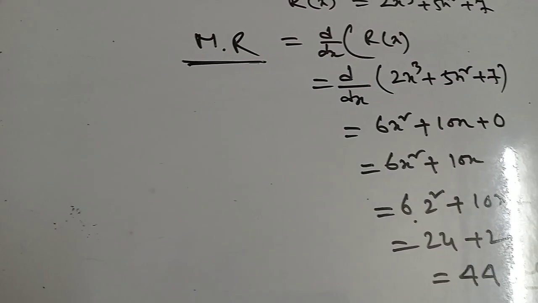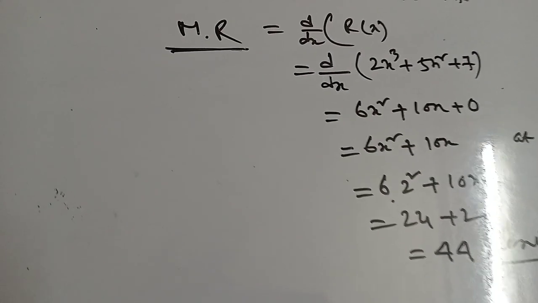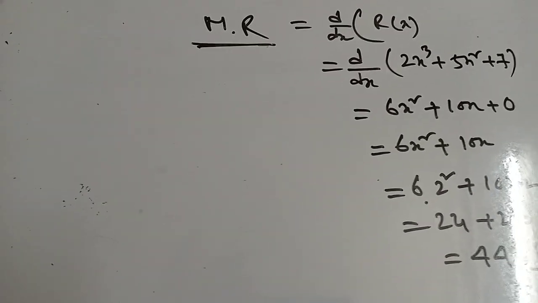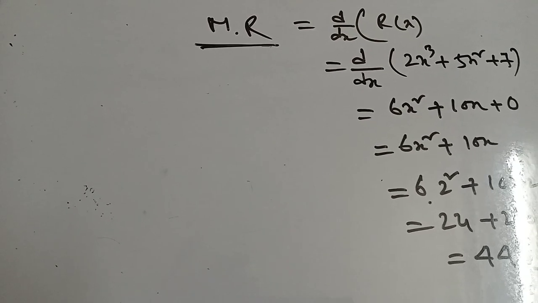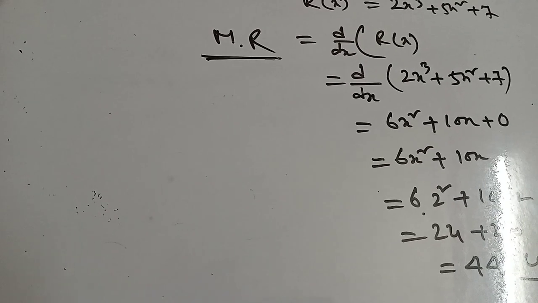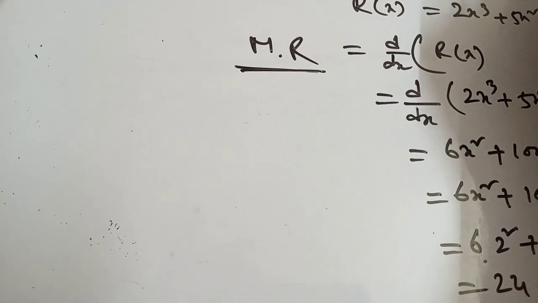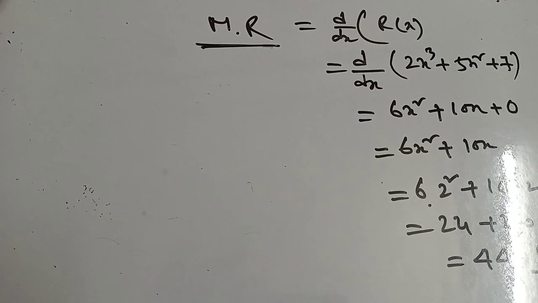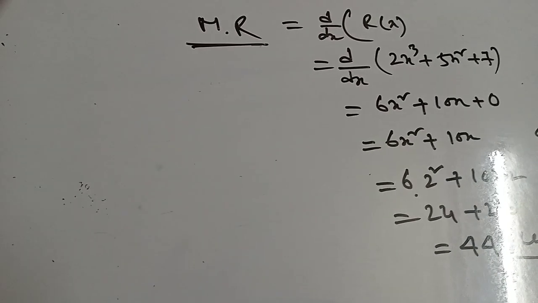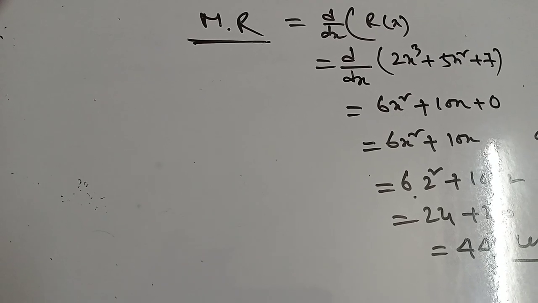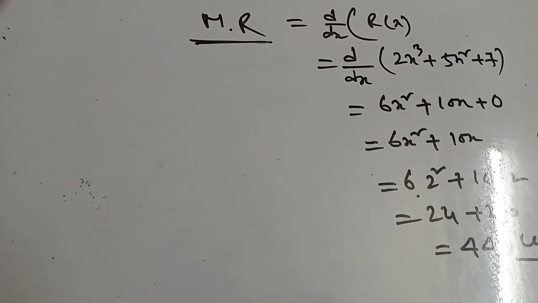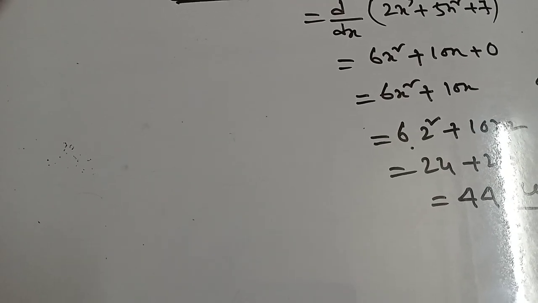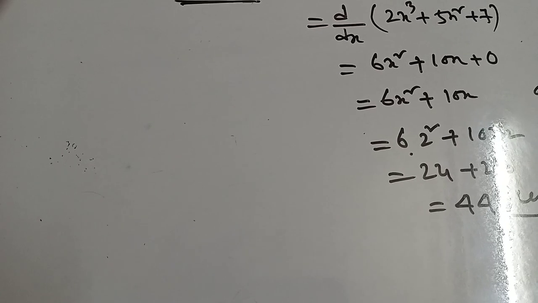Marginal revenue MR equal to ddx of Rx. That is called marginal revenue. At first you find Rx. Rx, that means revenue function, output times demand function, x into this, or SP. Now MR equal to dx of Rx, Rx equal to 2x cube plus 5x square plus 7x.